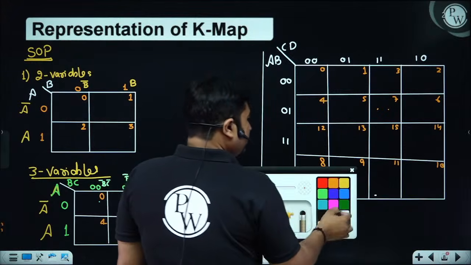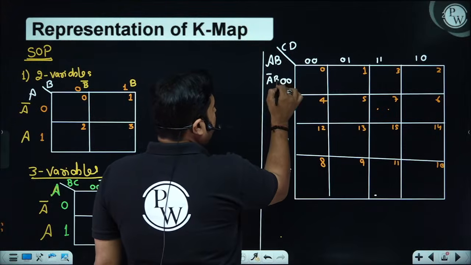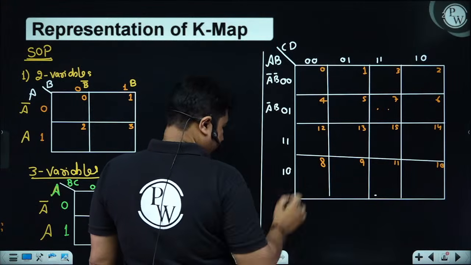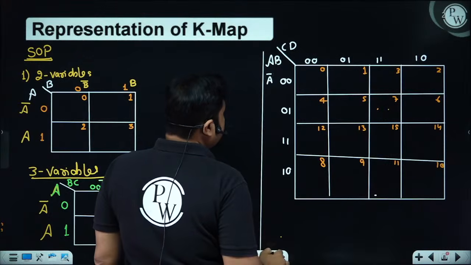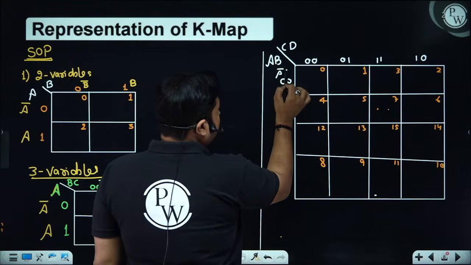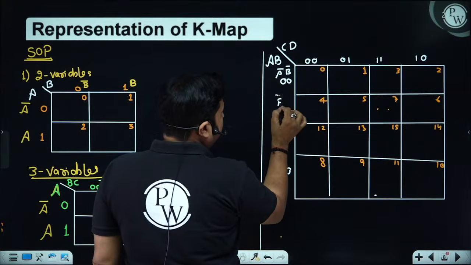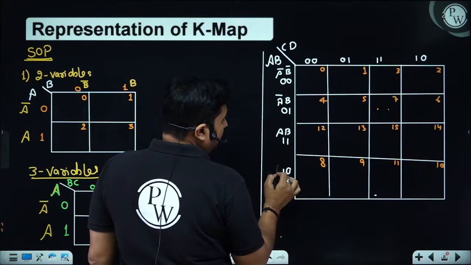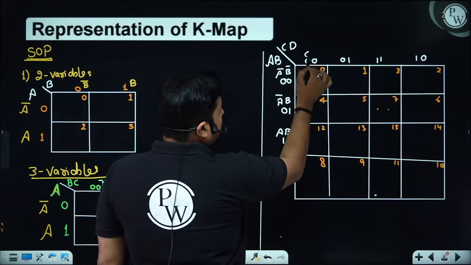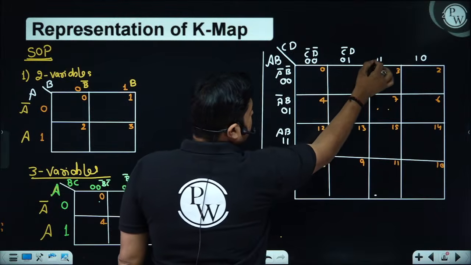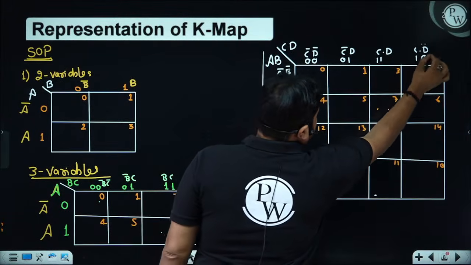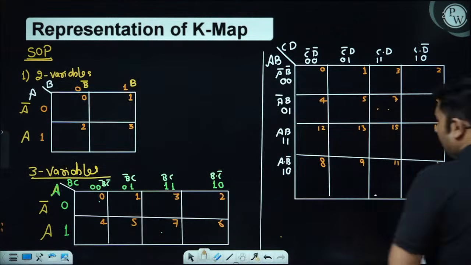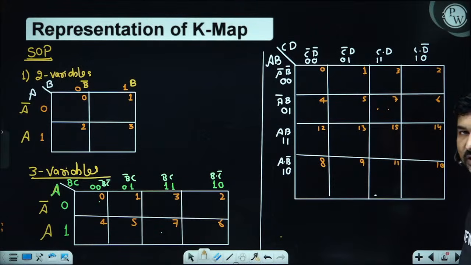Very important, please observe here, in terms of variables we have A bar B bar, then A bar B. For 0 we have A bar, for 0 we have B bar, for 1 we have B, for 1 we have A, and so on, A B bar. In the same way, here we have C bar D bar, C bar D, CD, CD bar. Hoping all of you are able to understand the representation now.